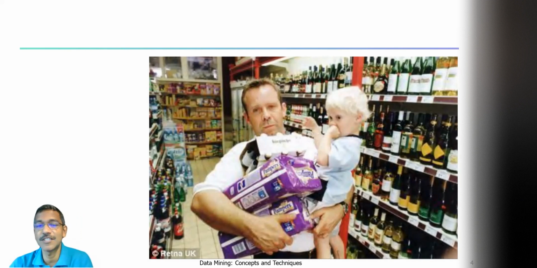But to do that, first we need to find out these patterns, right? And in this case, it was a very unusual pattern. And this is actually used as a very classic example when they want to show the motivation for data mining.